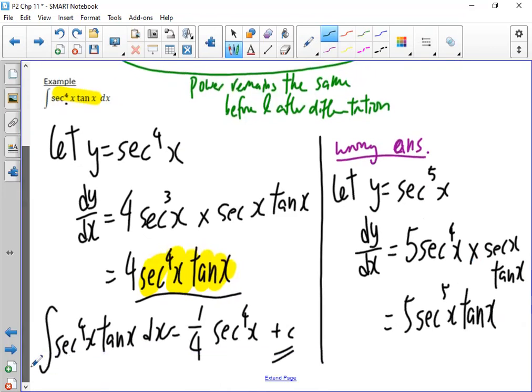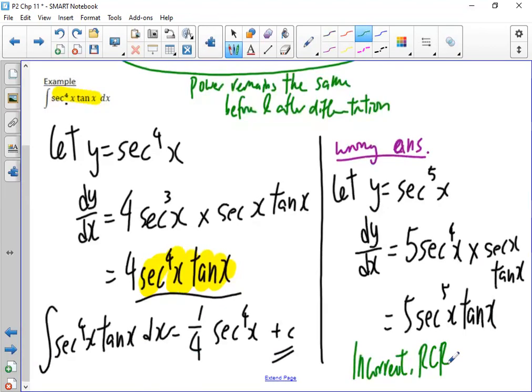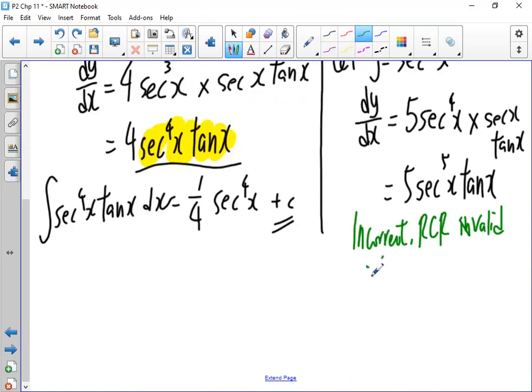So we know this is incorrect. Reverse chain rule is invalid, because the variable terms are not matching. We have a power 5 in here, we should only have power 4. And that's when you know you have to let y be sec to the power 4 x.